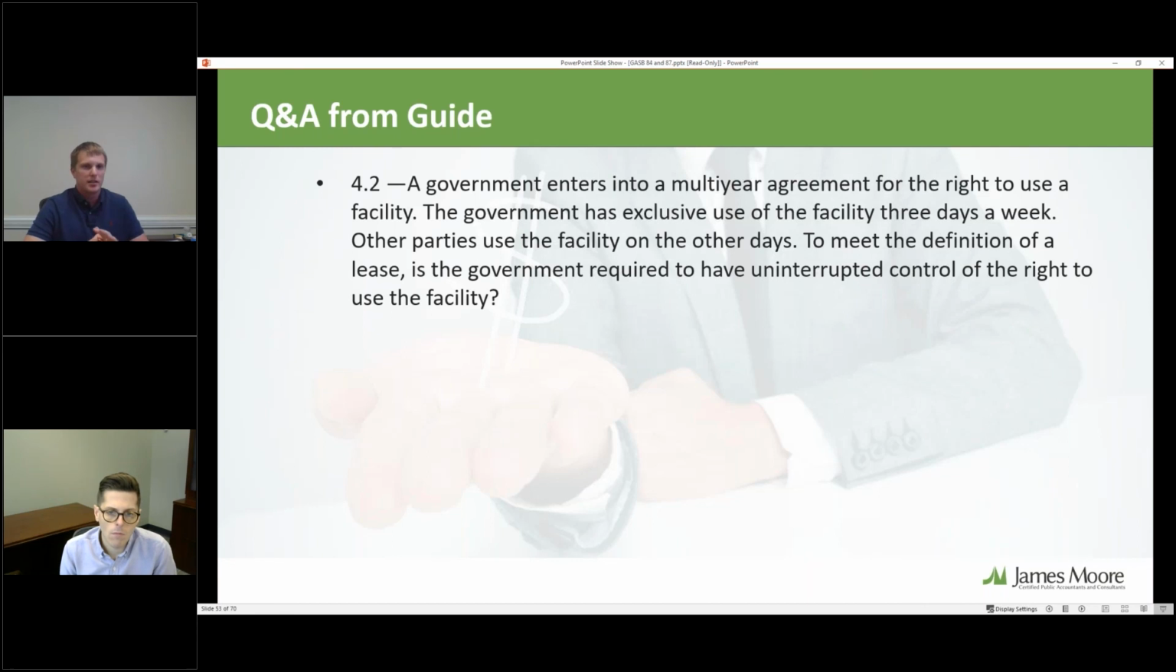So per GASB 87, the contract must convey the right to determine the nature and the manner of the use of the underlying asset as specified in the contract. So as long as the government has the ability to determine the nature and manner of the use as specified during the contract, whether that's Monday, Wednesday, Friday, or every day of the week, then it does meet the definition of a lease.